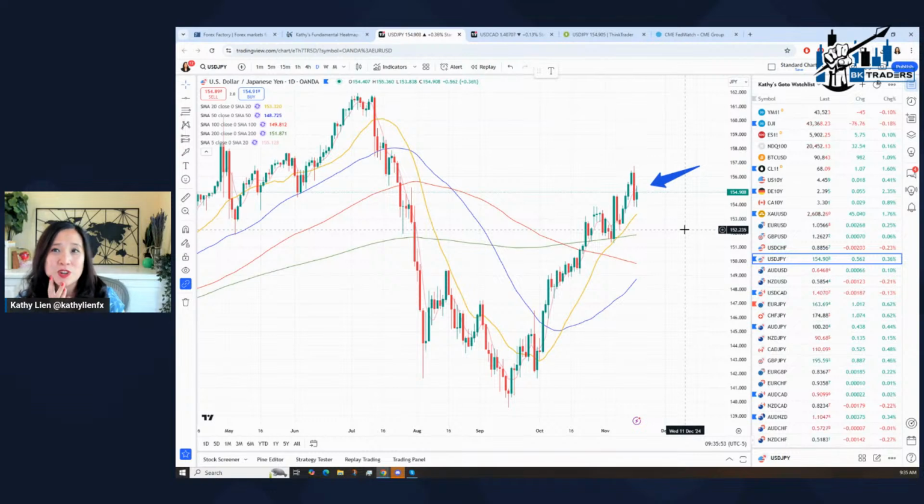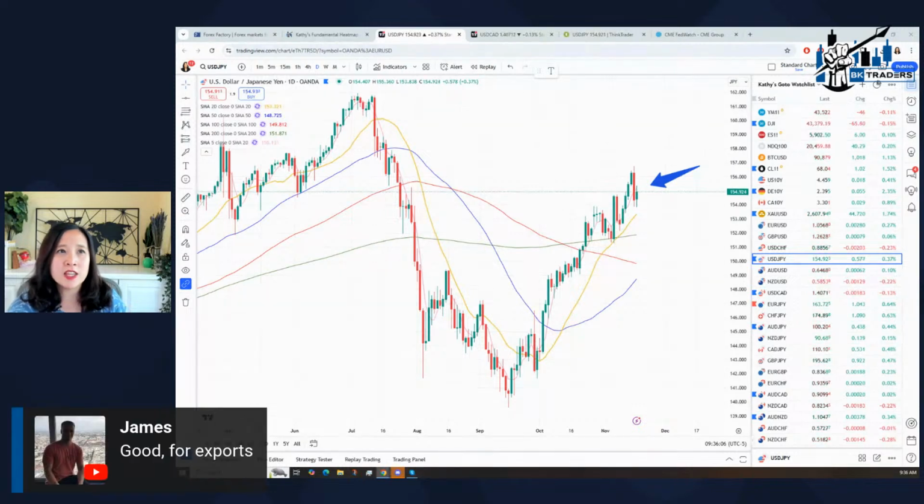And it is a double-edged sword. It is good for exports, like my dear friend James says. And it's fantastic for exports because Japan is an export-dependent economy. And so Japan wants a weaker yen. They want the yen to weaken, especially when inflation is low and growth is subpar.